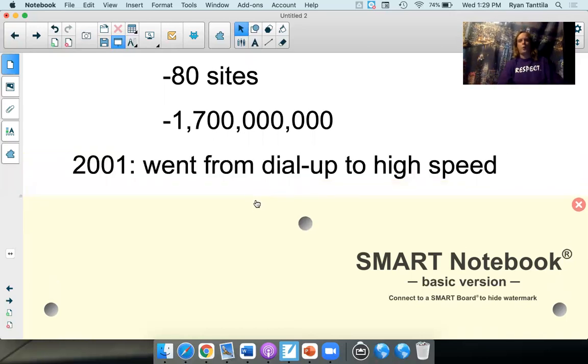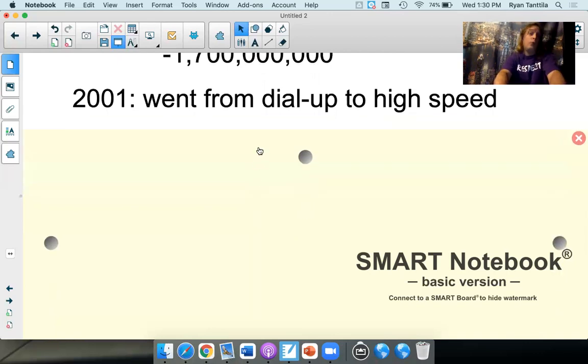In 2001, we went from dial-up internet to high-speed internet. So internet that was based on the telephone now became cable-based internet. And that drastically changed the game. We were talking internet speeds at least 10 times faster than prior. It made the internet actually usable, or time effective, to use would probably be another way to say it.